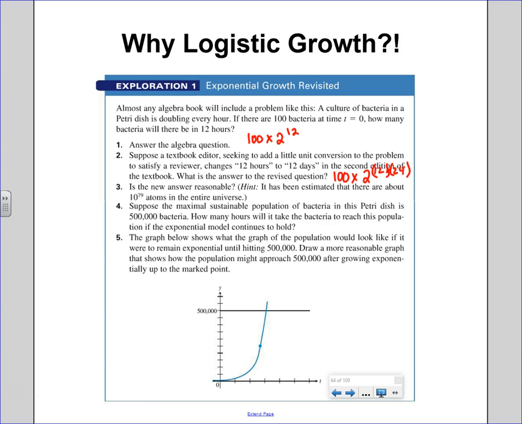Well, I feel like it's not even close to times 10 to the 88. Well, pause, read number 3. Did anybody read number 3? Not even close. Okay, is your answer reasonable? It says it's estimated there are about 10 to the 79 atoms in the universe.